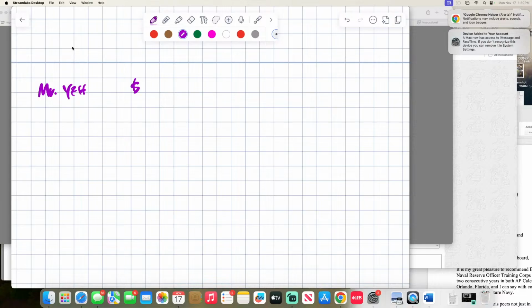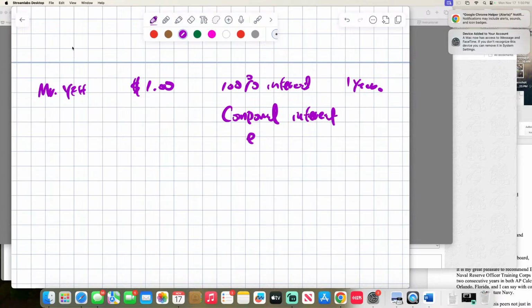So Mr. Ye's bank only allows a $1 deposit, right? And with 100% interest. And you can only deposit for 1 year, because you gotta make sure that he can afford everybody here. And there's another very, very good benefit: you can compound interest every second. Oh, wow. Okay, every second. So every second there is interest.